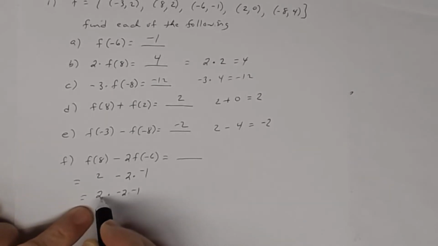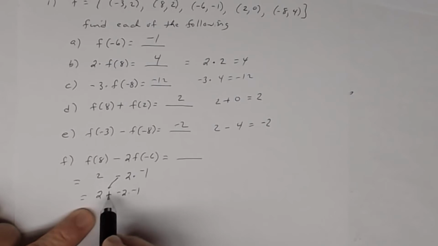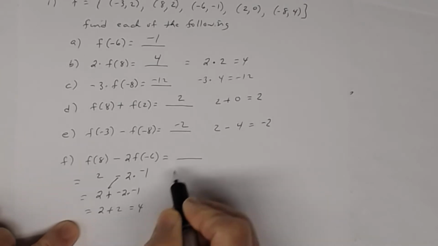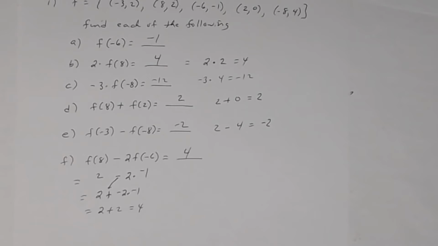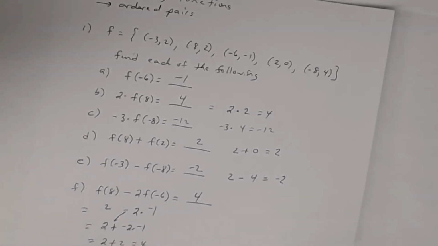I'm sorry, I did not mean 2 times, I meant 2 plus. Because remember, we're changing subtraction to addition. So 2 plus negative 2 times negative 1. Negative 2 times negative 1 is 2, so 2 plus 2 is 4. Okay, so that was number 1. So it's not difficult at all. It's a very, very simple idea.